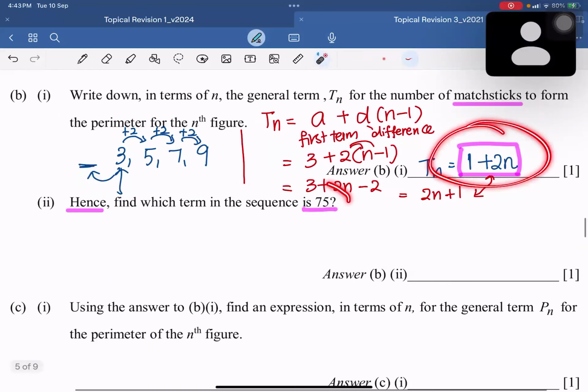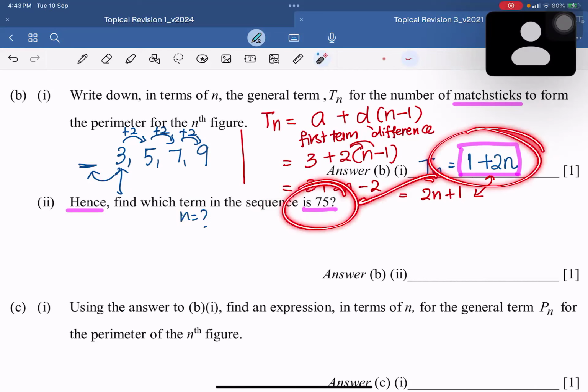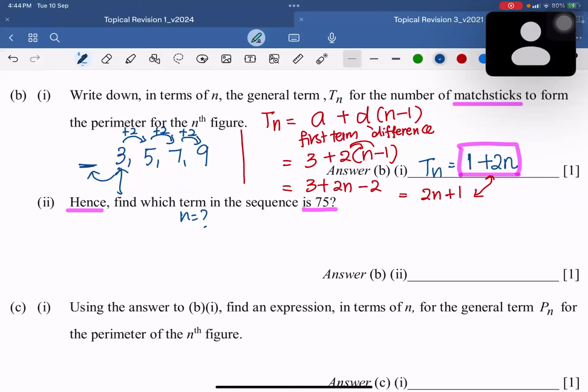This one and this one, how are they related to each other? Which term? So we need to find n, right? N equals to what number? They tell you that the term is 75. So what can you say about the two of them? N equals to 75, correct? No, not n. You say n equals to 75. Are you sure n equals to 75?